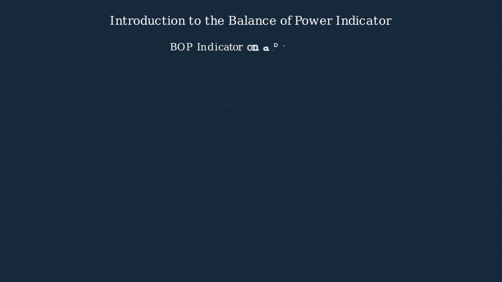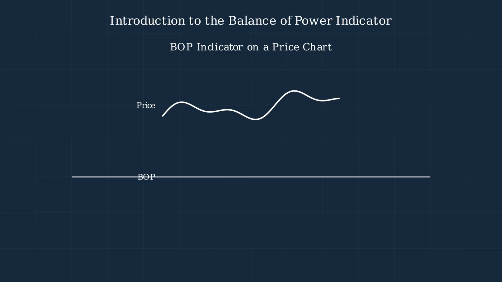On a trading chart, the balance of power indicator typically appears below the price chart as an oscillator. The indicator oscillates around a zero line. Green sections above zero indicate buying pressure, while red sections below zero show selling pressure. Traders interpret positive BOP values as bullish, indicating buyers are in control of the market. Conversely, negative BOP values are bearish, showing sellers have the upper hand.